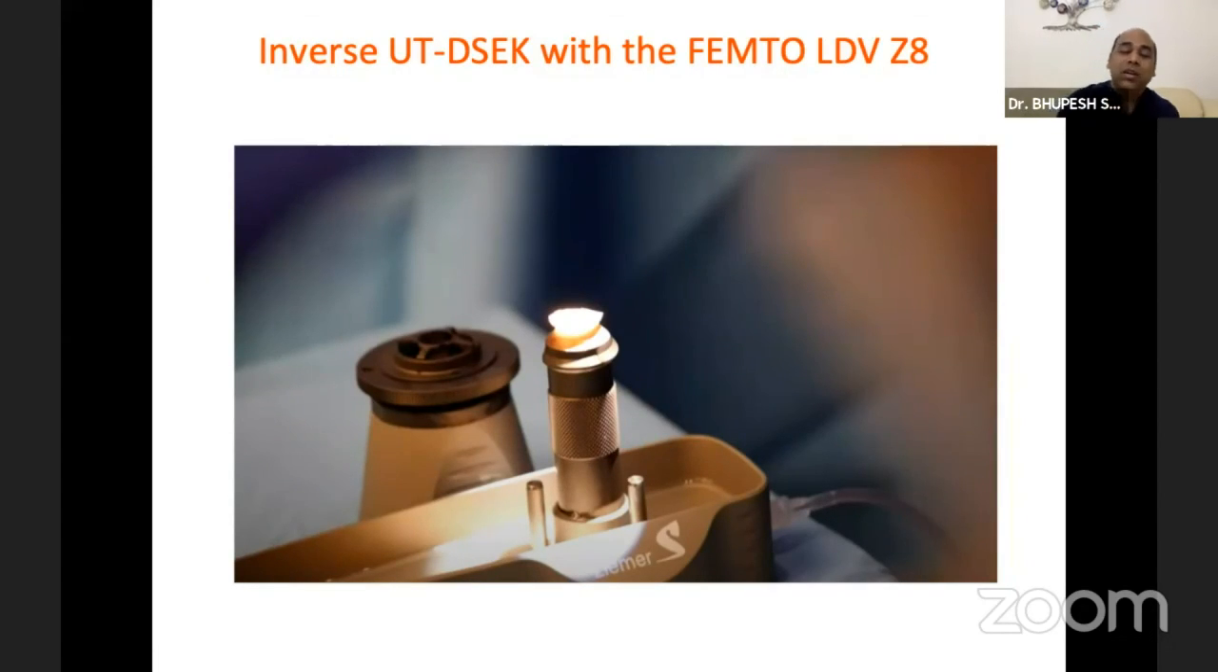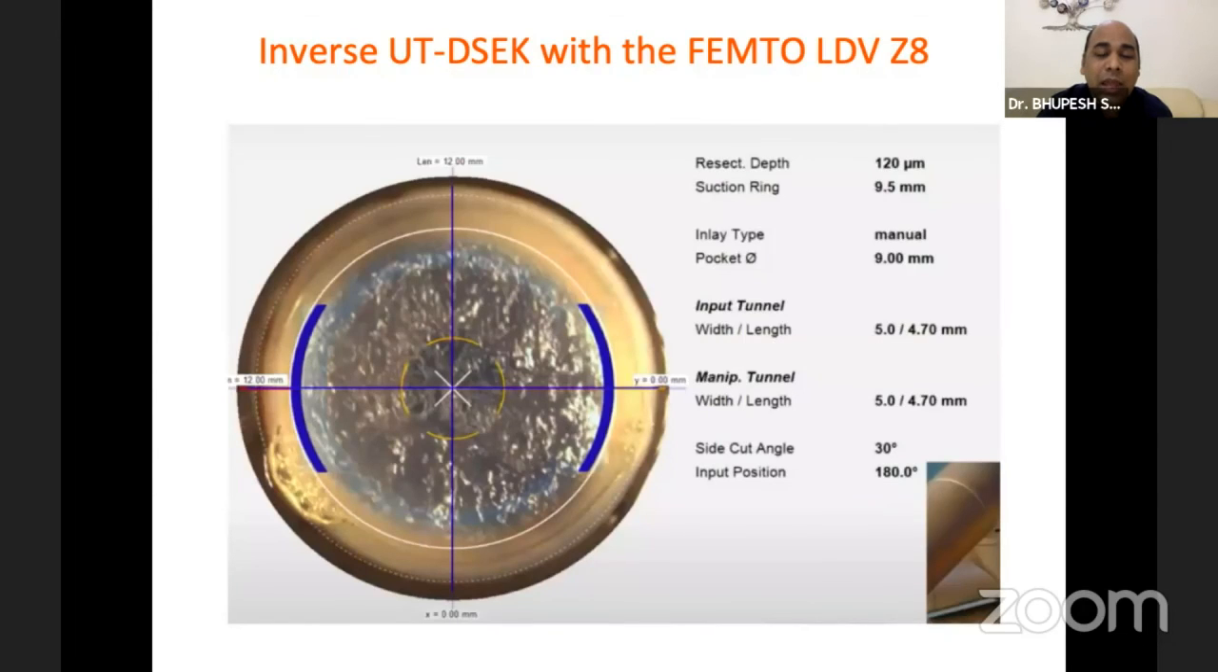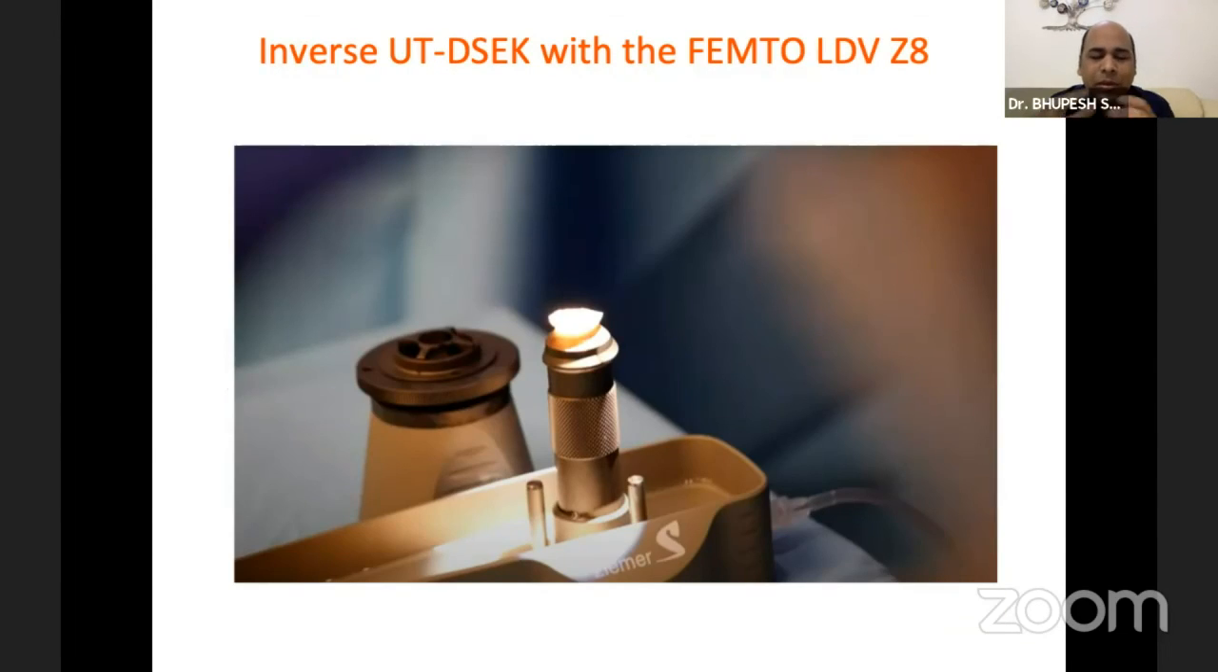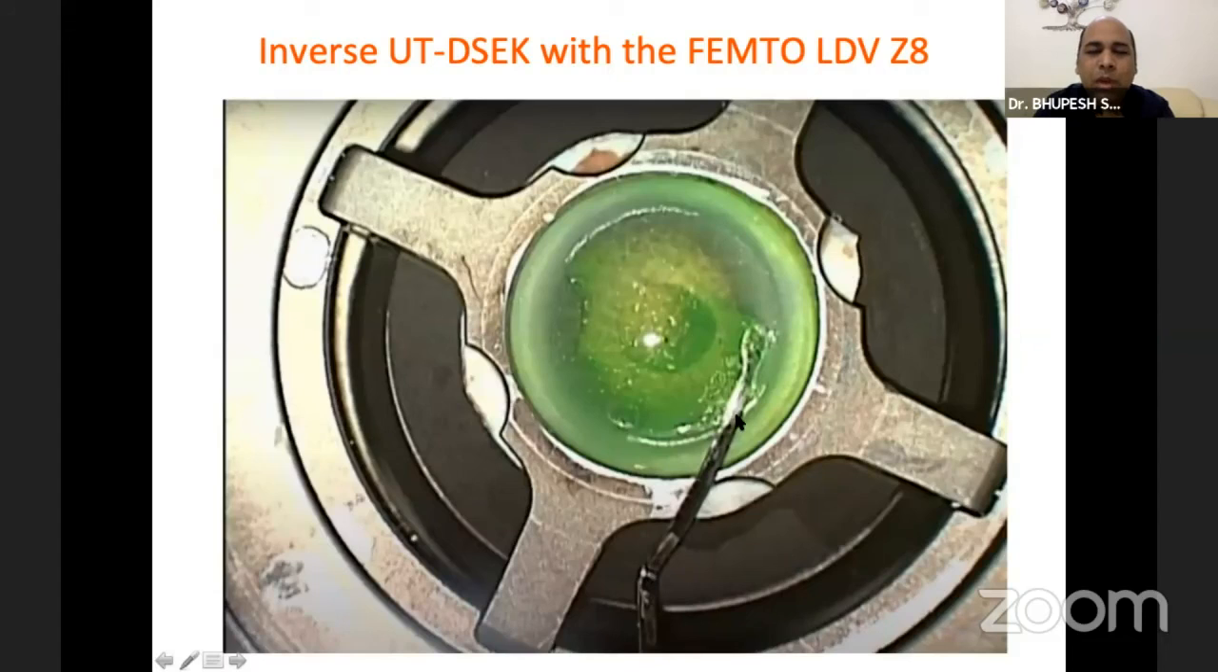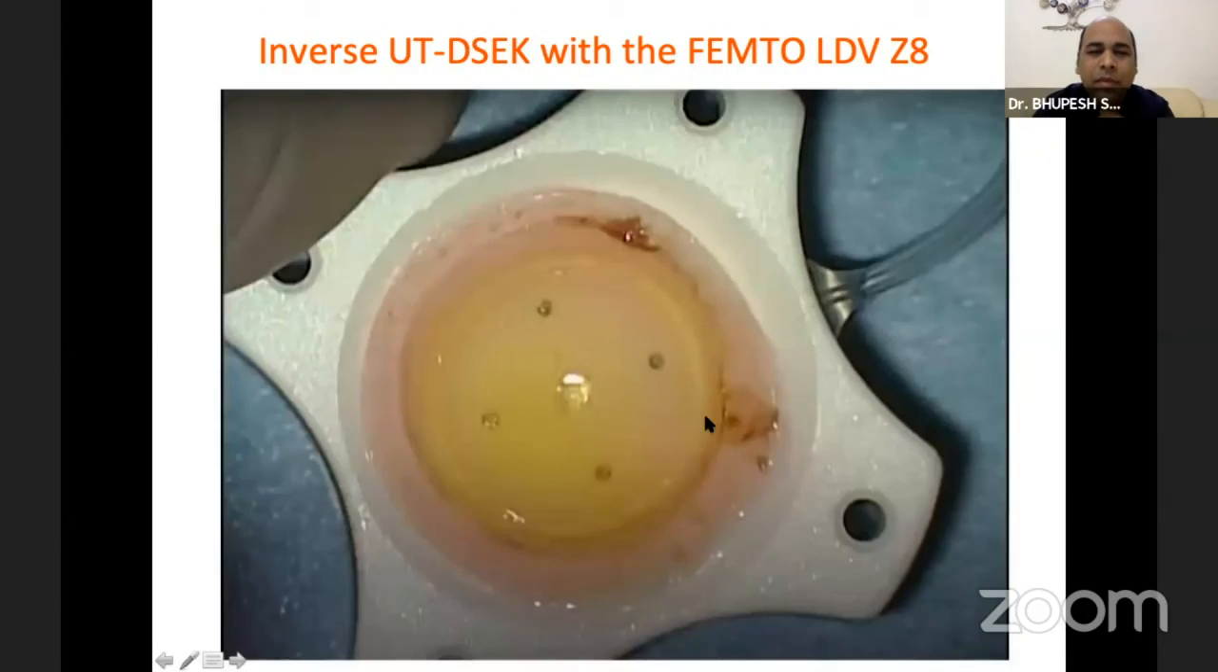So now femtosecond laser has come with the inverse ultra-thin DSAEK technique also with the Ziemer Z8 machine, where you have to mount the cornea endothelial side up, and they claim that if you press it with the handset of the machine, it will not damage the endothelium if you go vertically. And then it makes 2 pockets and a lamellar cut. Then you have to open this pocket with a blunt spatula, and then trephination is done, and this lenticule is used for the DSAEK surgery. I've personally not done this inverse ultra-thin DSAEK, but maybe in future I'll perform this also.